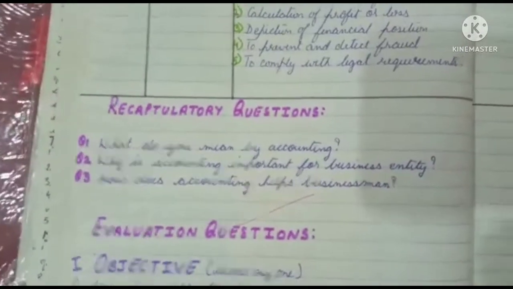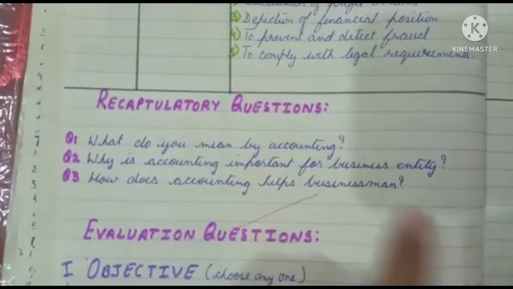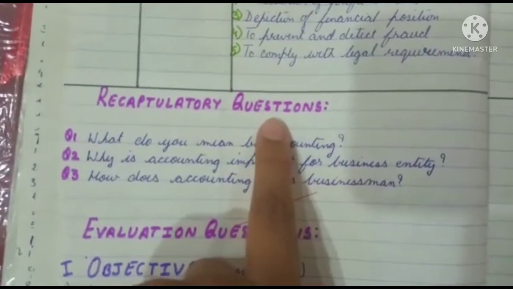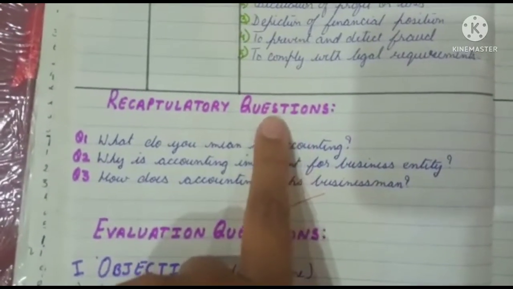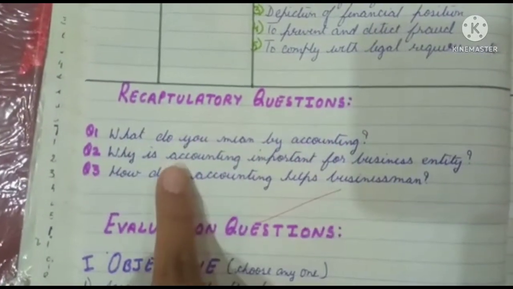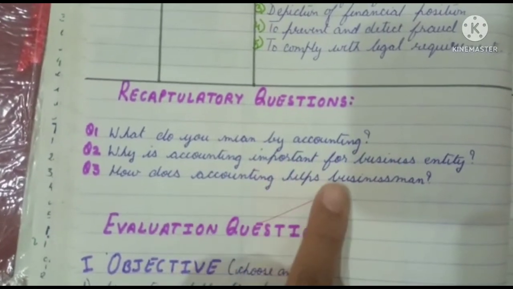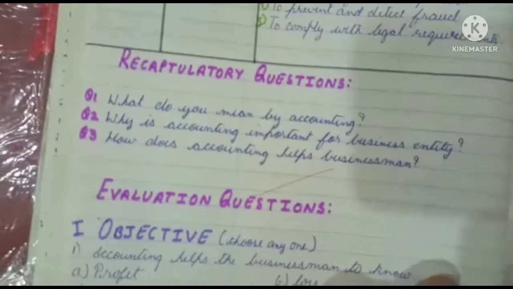After the lesson is over, the teacher will ask the recapitulatory questions so that they can know if the students understood the lesson or not. There are 3 such questions. What do you mean by accounting? Why is accounting important for business entity? How does accounting help businessman?